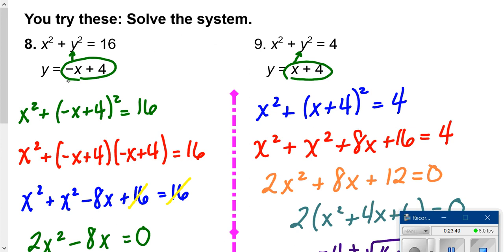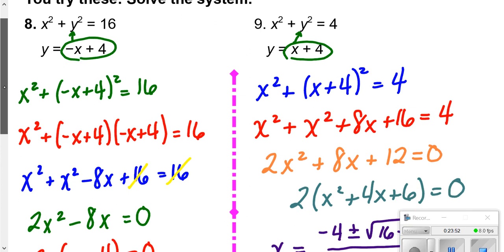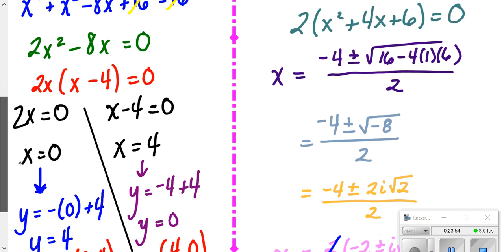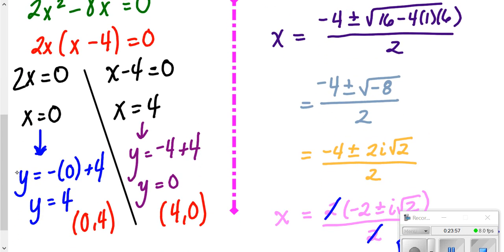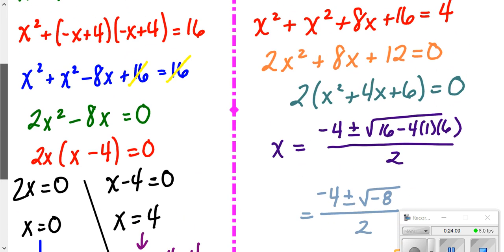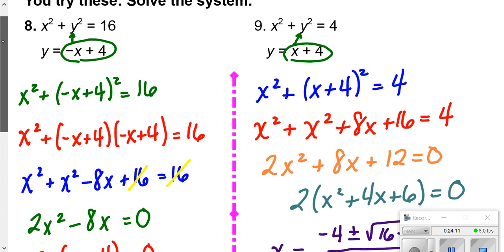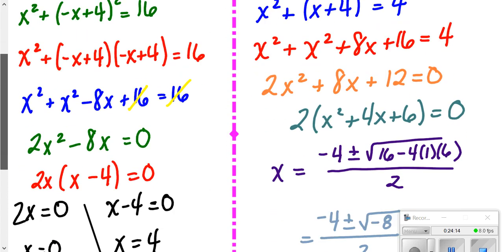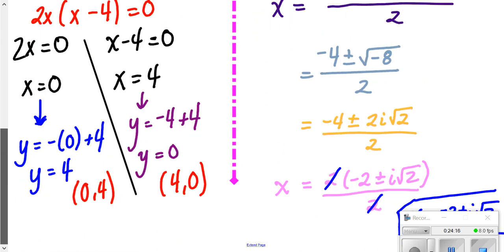Here you can see in number 8, I took negative x plus 4 and substituted in for y squared. Working the problem should give you that x is 0 or x is 4, and then substitute back in to find the corresponding y's, and you get 0, 4, and 4, 0 as the 2 points of intersection. On the other one, you work this out, get a nice quadratic, but the quadratic gives you complex solutions. So you have what x equals, but x is complex. So that tells me the graphs don't cross.